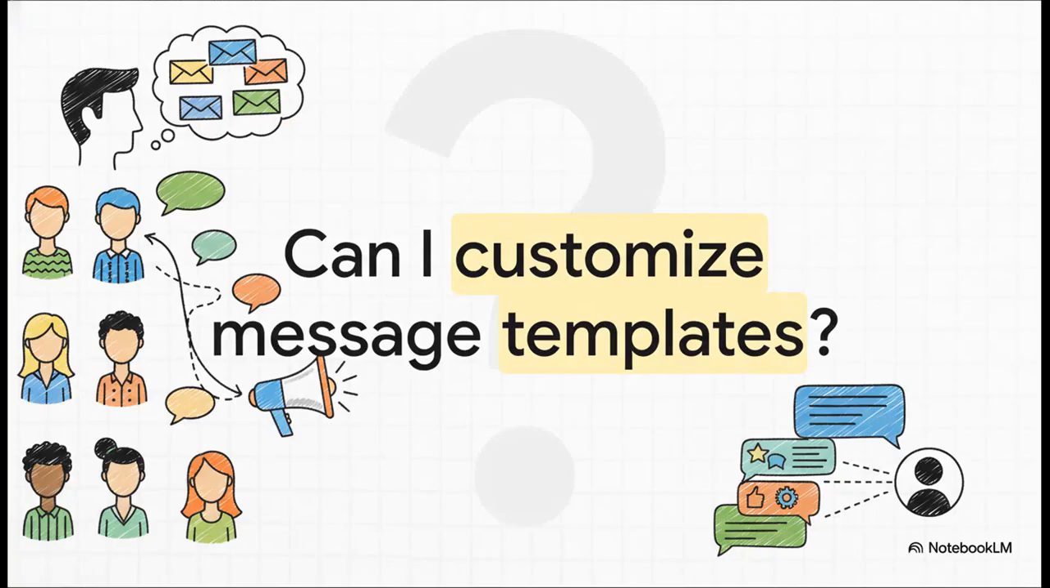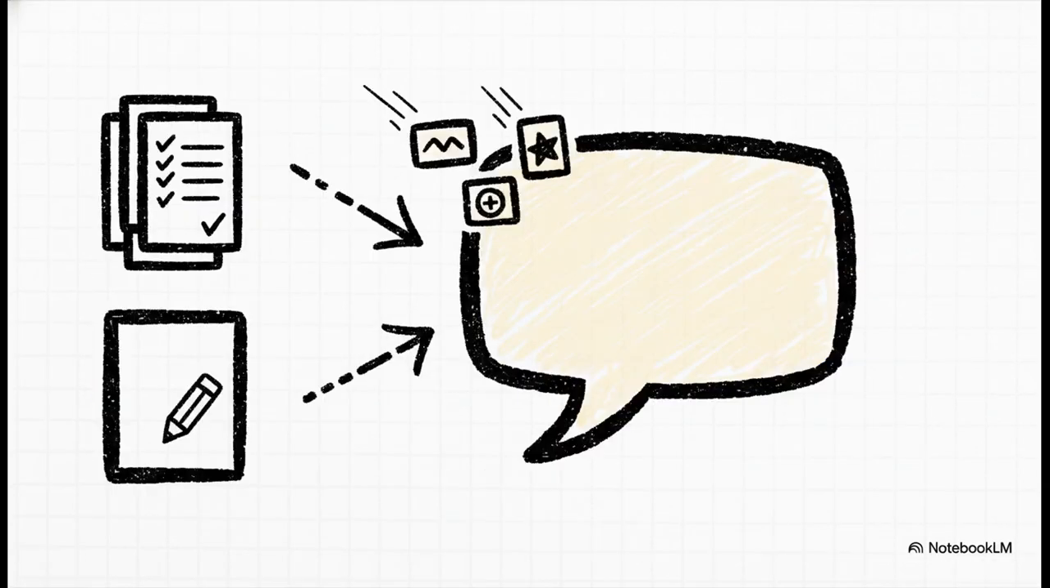A big one is always about personalization. Can you actually customize the messages that are going out? The answer is a big yes, absolutely. You can use pre-approved templates to get started really quickly, or you can design your own from scratch. And the best part is you can use these dynamic fields to automatically pull in things like the candidate's name, the job title, or the interview time, which makes every single automated message still feel personal.